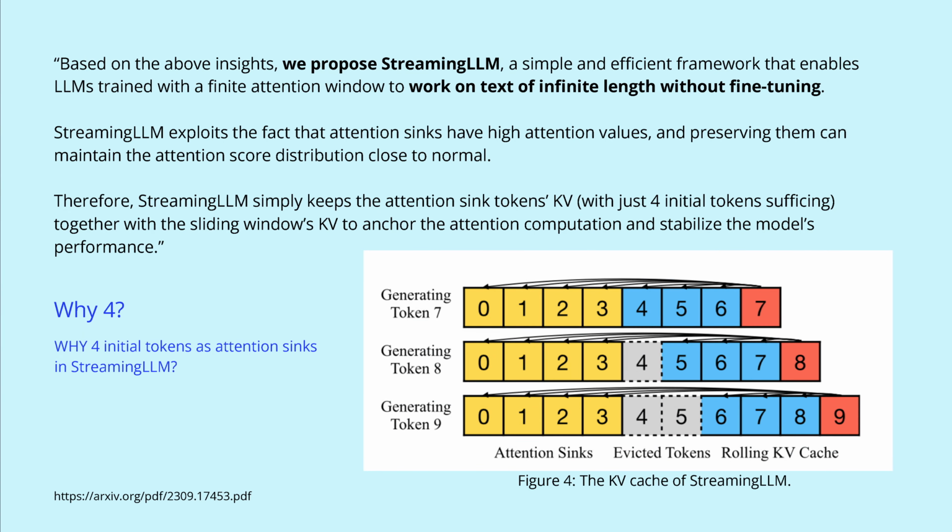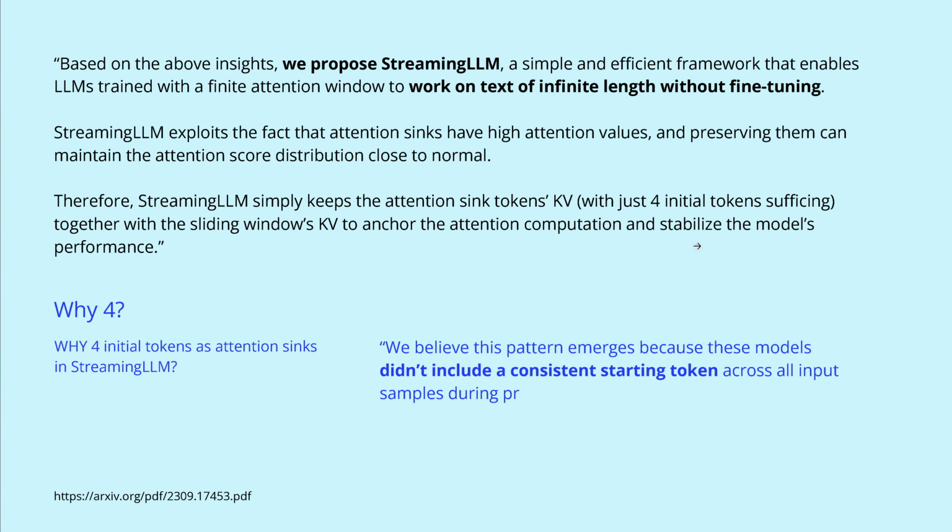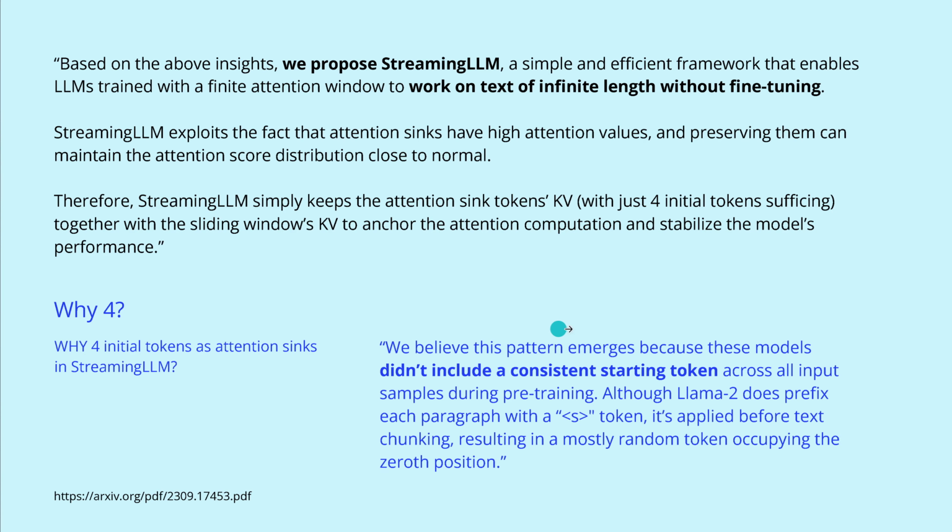As I told you, I'm going to tell you why 4. And the authors also address this problem with their Llama 2 model. They ask, why 4 initial tokens, like our CLS token, as the attention sinks in our new StreamingLLM? And they give an explanation. We believe this pattern of 4 start tokens emerges because these models, the Llama 2 model here, didn't include a consistent, clearly identified start token across all input samples during the pre-training.